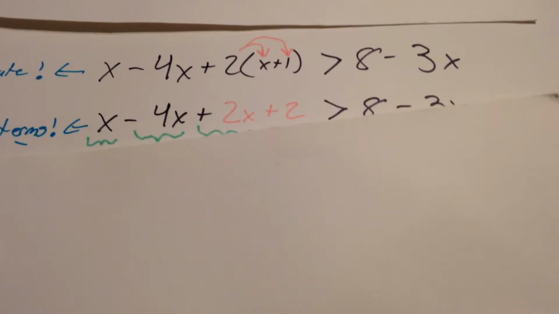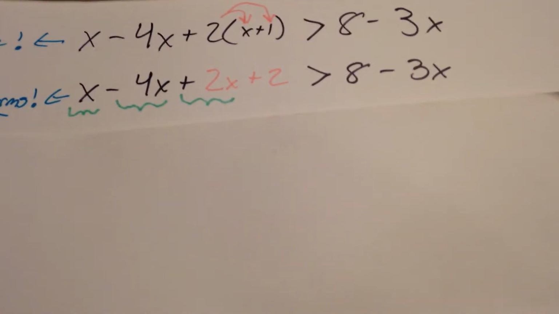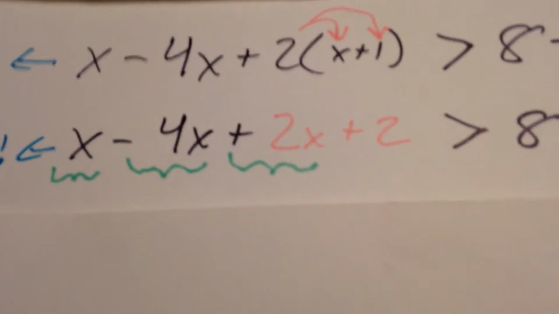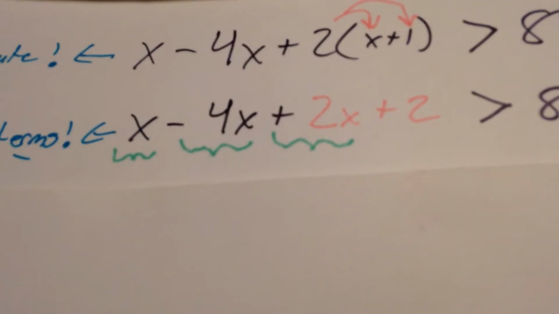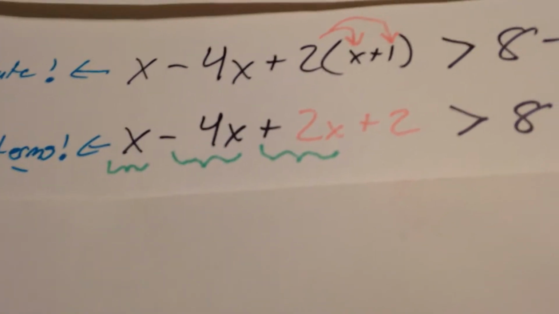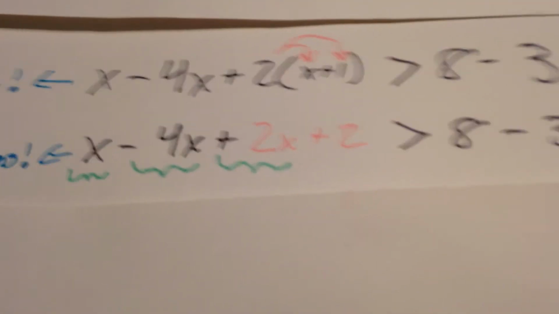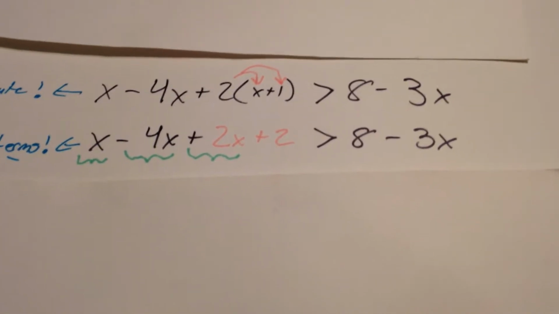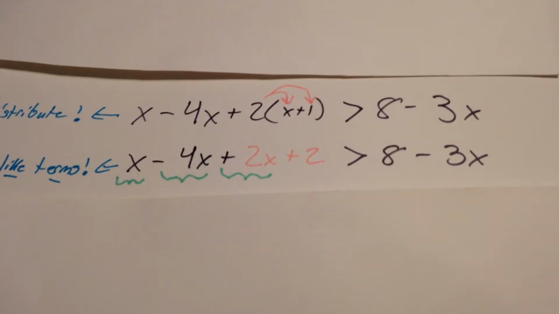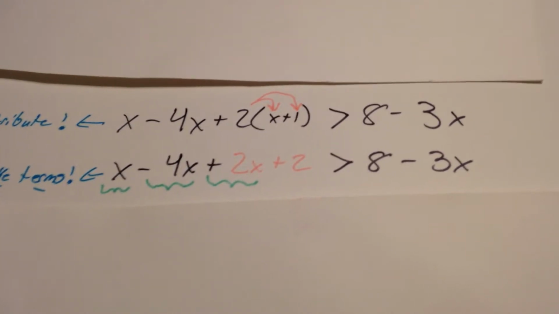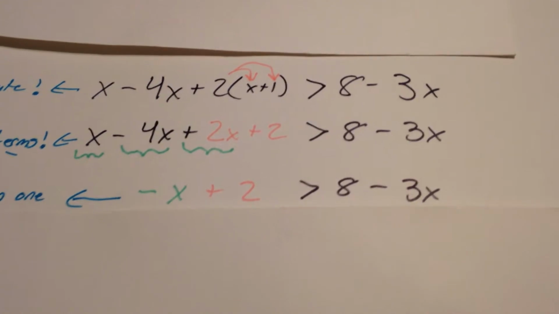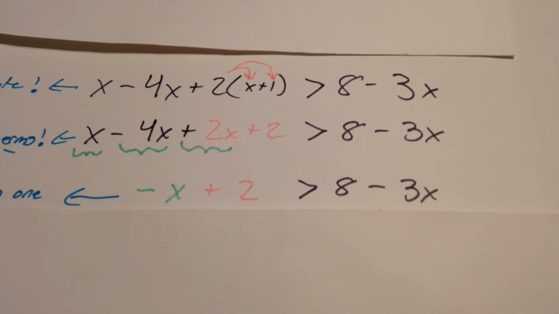And so if you look here, everything underlined in green is a like term. And the reason they're like terms is because they have the same variable. So x has the variable x, of course. Negative 4x has the variable x, and 2x has the variable x. All right, so back it up just a little bit. And so I combine those. x minus 4x is negative 3x, and then negative 3x plus 2x gives me negative x, okay? So bam, there it is in the green.